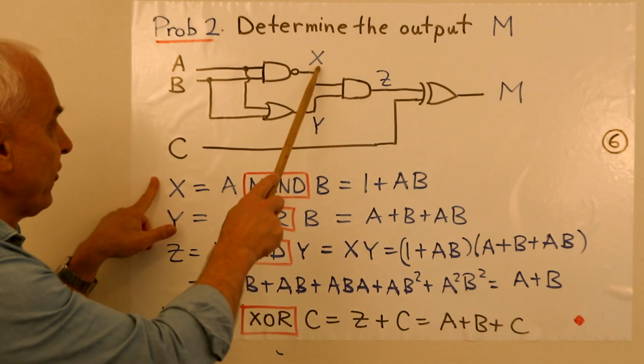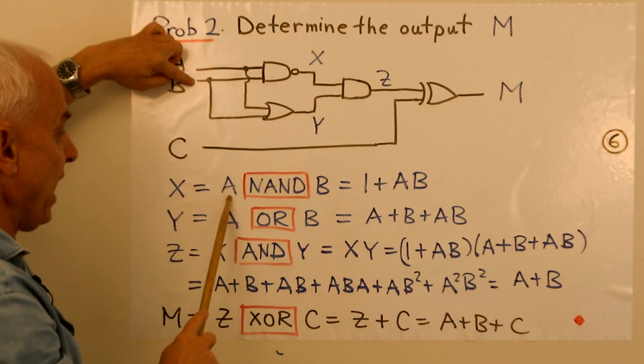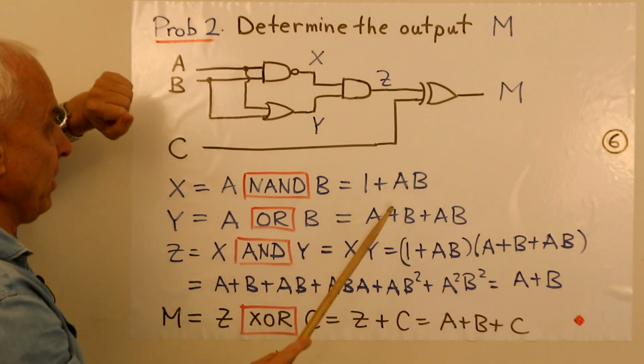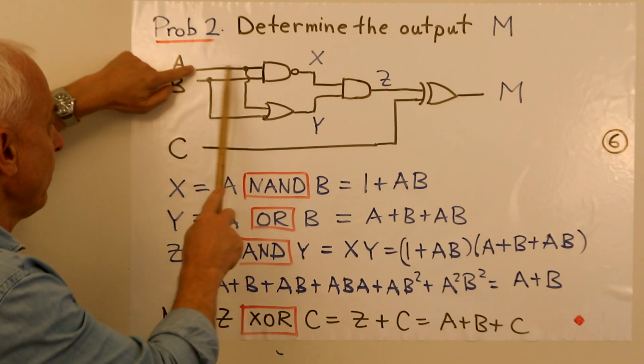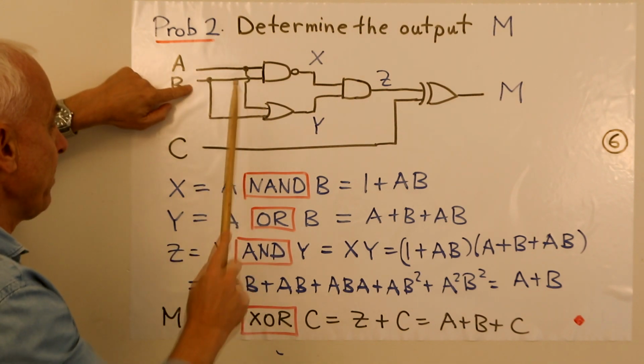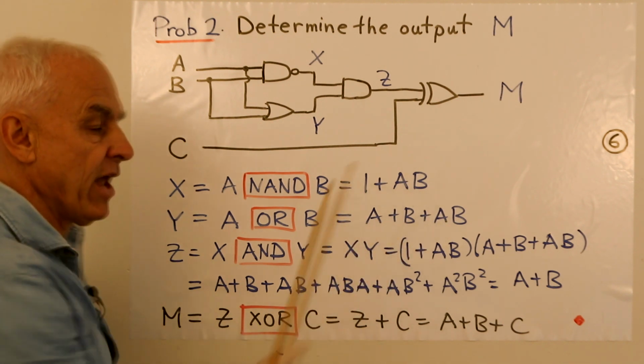All right, let's look at X. That's a NAND gate taking inputs A and B. So A NAND B, well, that's 1 plus AB. Y is an OR gate. There's an A coming in, there's a B coming in, so this is A or B, which we know is A plus B plus AB.